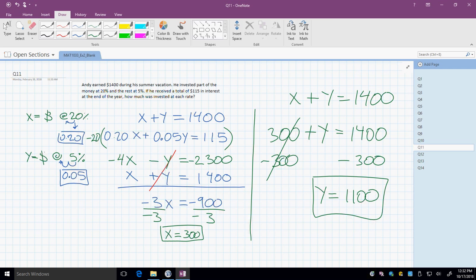How did you get the negative 20? Yeah. You thought about a number that was bigger?